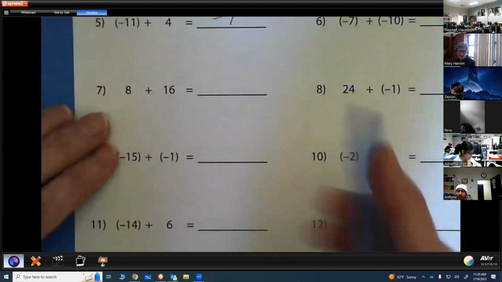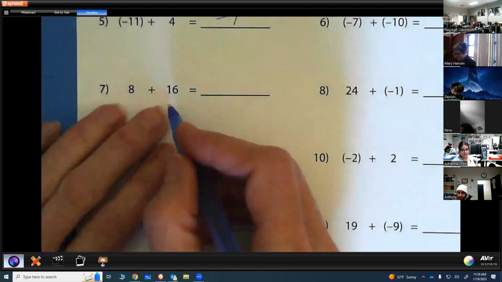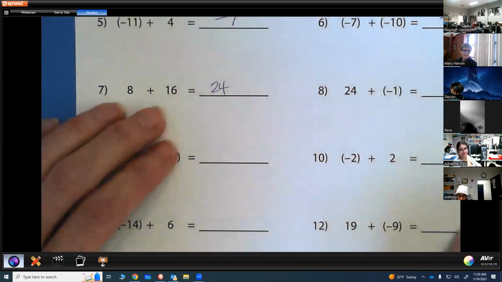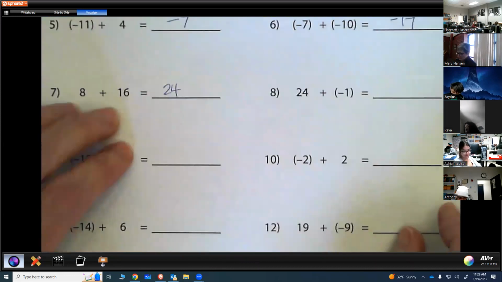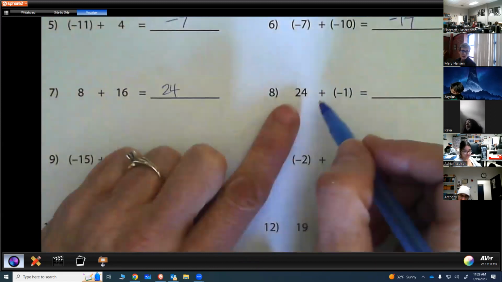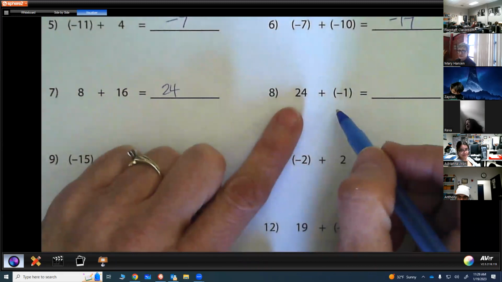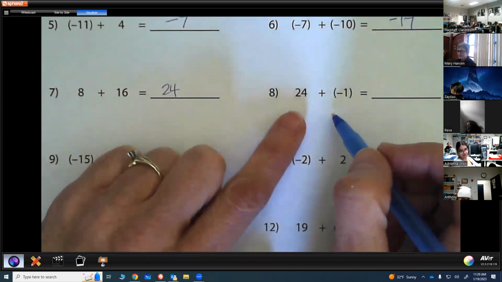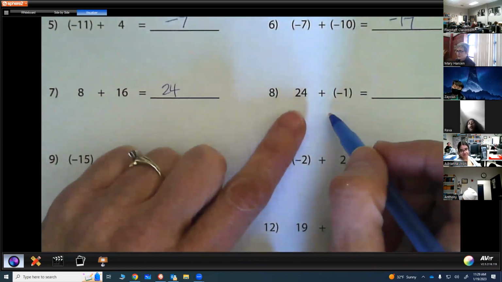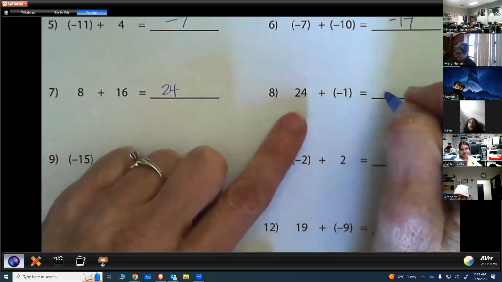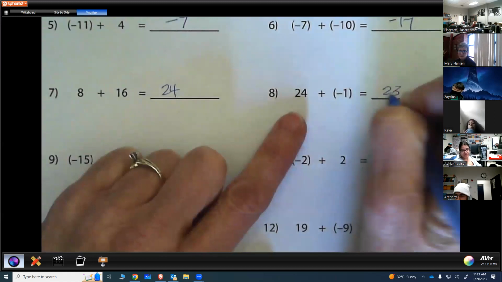All right, 8 plus 16, 2 positives. We just add them together. 8 plus 16 is 24. Number 8, 24 plus -1. What's your answer? Feel free to holler it out or type it in the chat. You said 23. Okay, and I see 23 in the chat from a few people too.